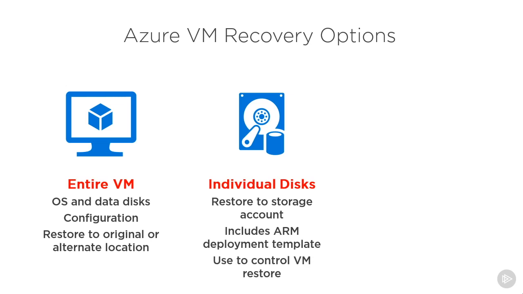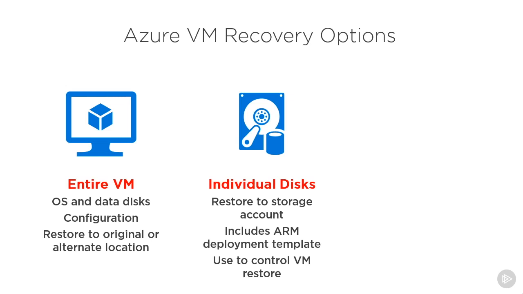We use the individual disk option for other use cases. For instance, here's a really good one that I've seen in my work as an Azure Solutions Architect. When you restore an entire VM, you're assuming the configuration of the VM as it was backed up. However, if you have OS and or data disks that you want to attach to a new VM that has a different configuration, see what I mean?